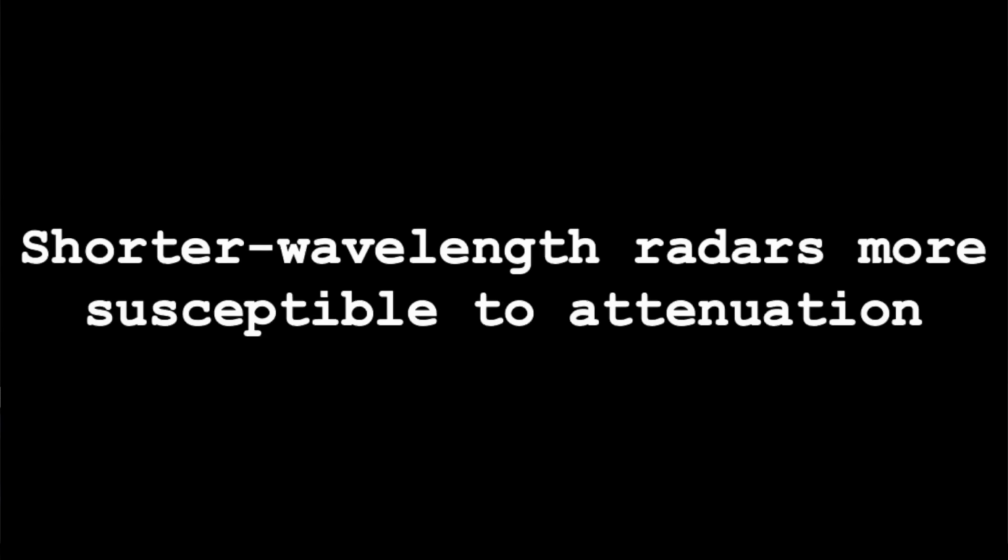Also, shorter wavelength pulses are more susceptible to attenuation. This is why terminal Doppler weather radars and mobile radars are best suited for close-range weather observation. They use a shorter wavelength than National Weather Service radars and, in turn, suffer from greater attenuation issues.